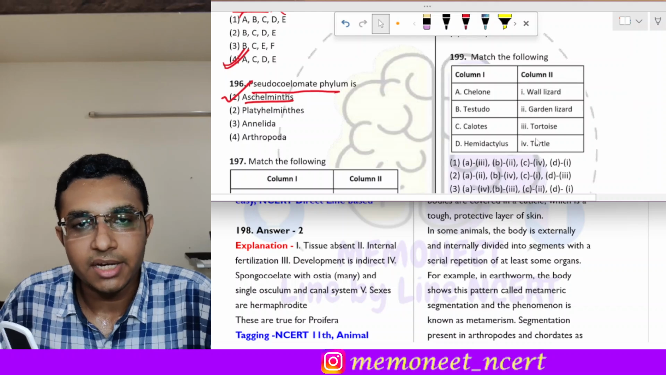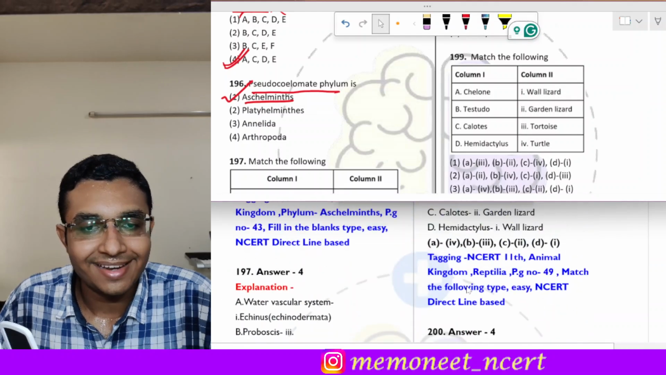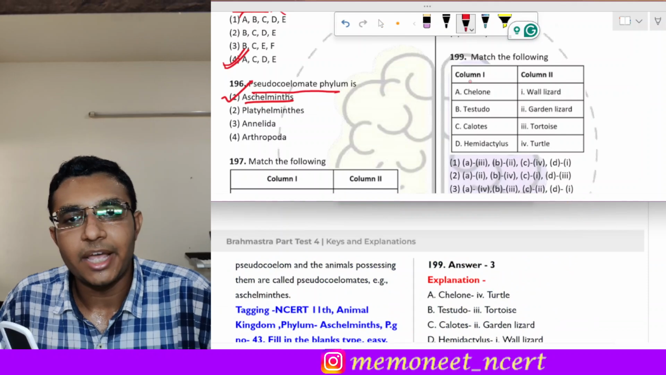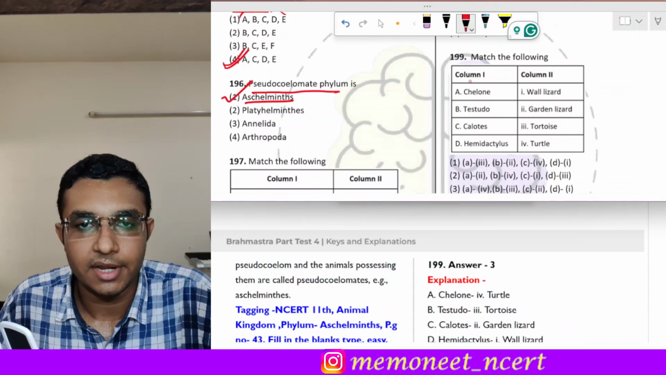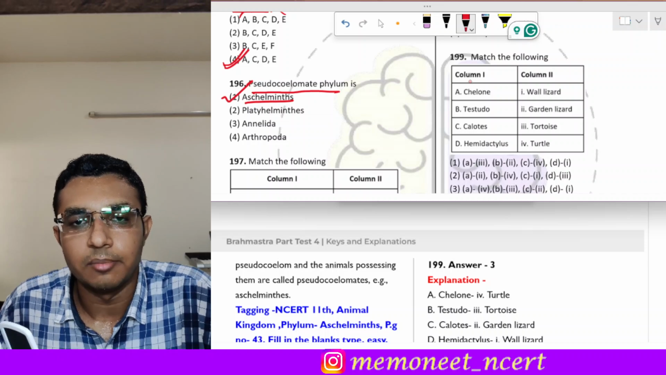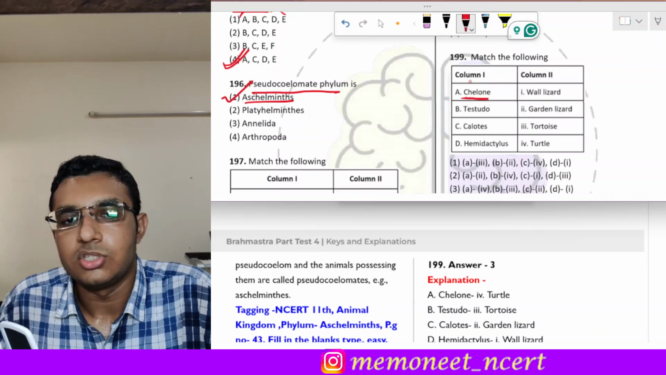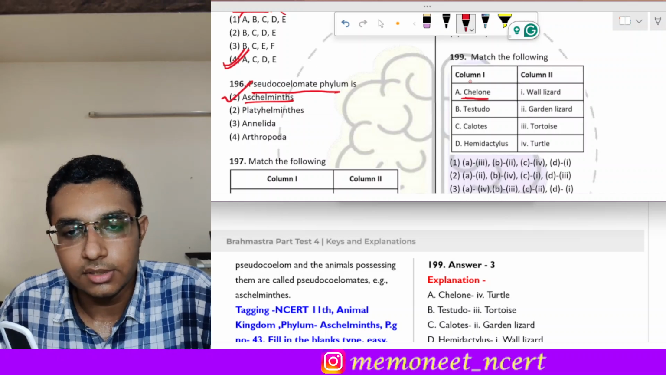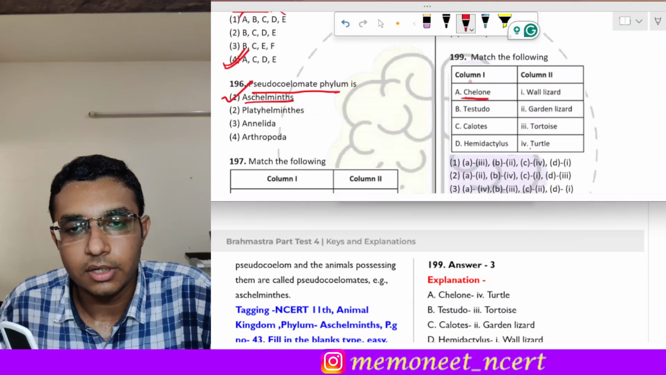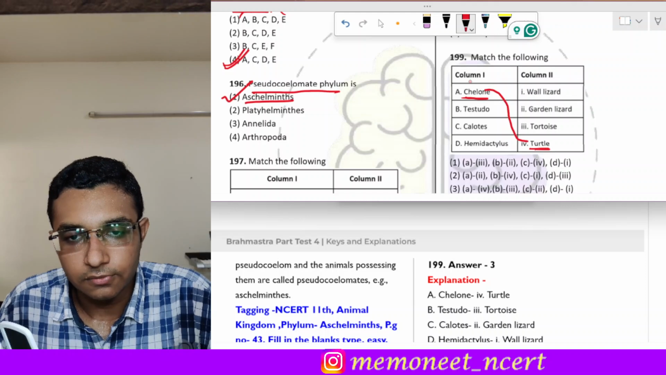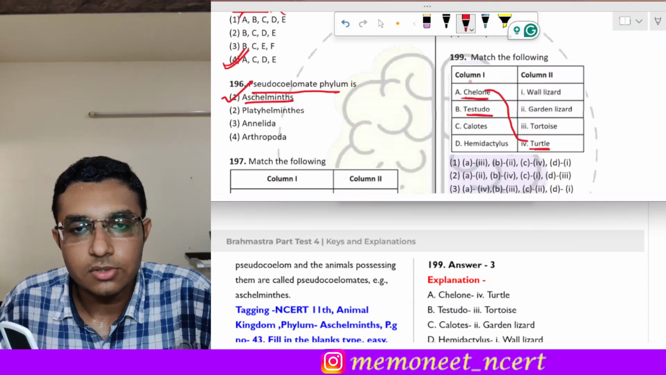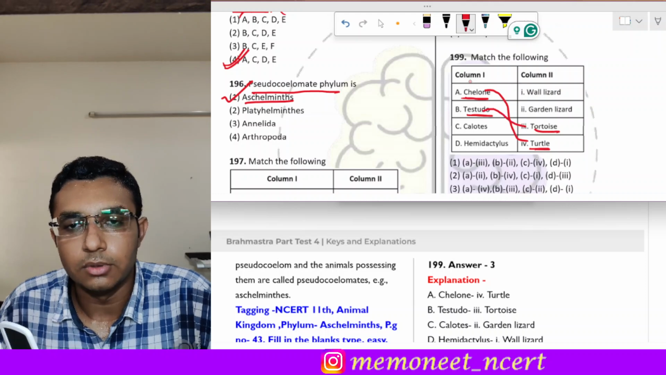Moving on to the penultimate question, that is question number 199. It is a match the following type of question and we have to identify the common name of these organisms. So let us see them. First is Chelone. The common name for Chelone is turtle. So A goes with 4. Then Testudo, the common name of Testudo is tortoise. So B goes with 3.